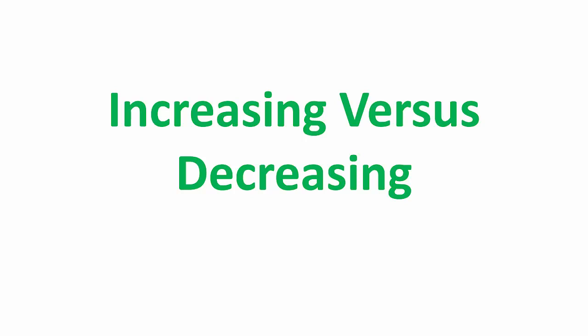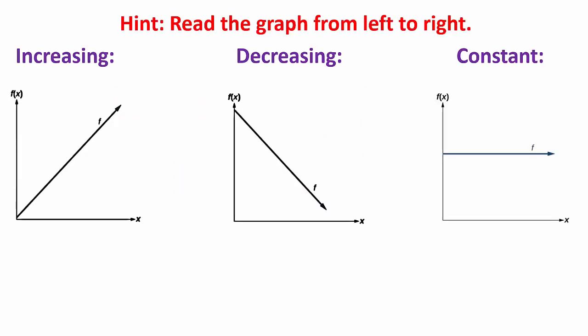Increasing versus decreasing. In order to understand increasing versus decreasing, we need to be able to read the graphs from left to right. So on our first function on the left, an increasing graph will start from the bottom left and work its way up. This would be an example of a y equals x graph.